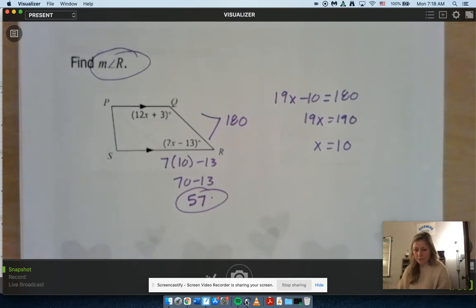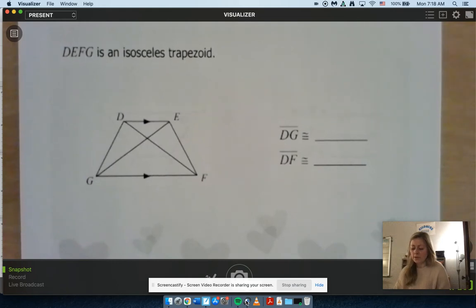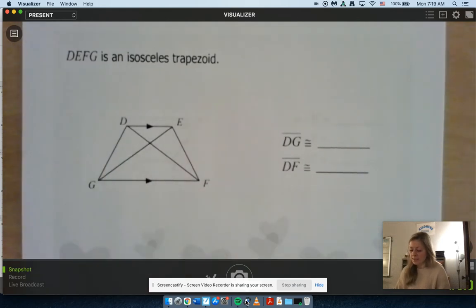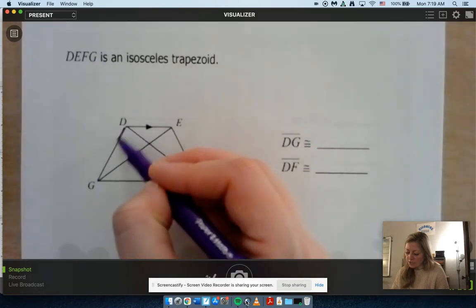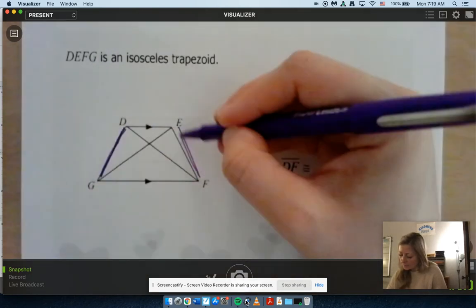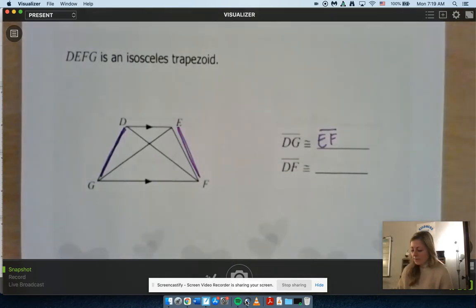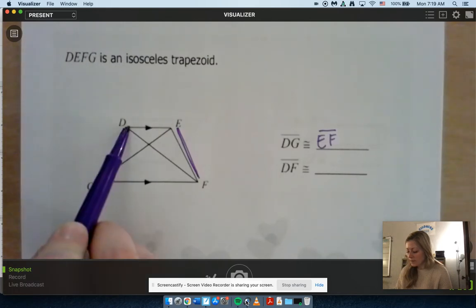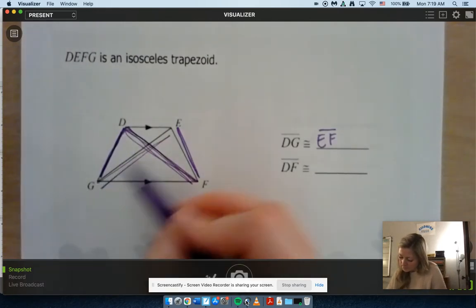Okay, doing all right? Okay, we are told we have an isosceles trapezoid DEFG, and we are just kind of matching, okay? That's all we're doing. So what is DG? This would be a leg. What does DG match? Well, it would match its other leg over here, EF. Those guys are congruent. DF, this diagonal, is congruent to our other diagonal, which would be GE.